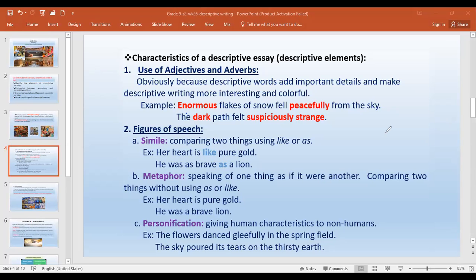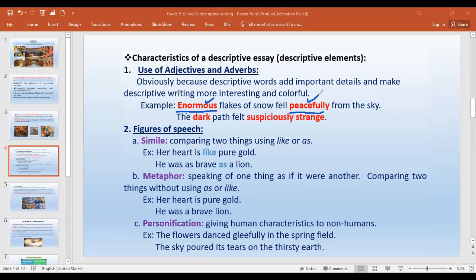Okay, Sarah and everyone, let's say I said flakes of snow fell from the sky. How is that descriptive? It's not, but look at how I wrote it here: Enormous flakes of snow fell peacefully from the sky. How did I make it more descriptive? What did I add? Peacefully and enormous. Exactly. Enormous is an adjective. Peacefully, how did they fall? They fell peacefully. Peacefully is an adverb.